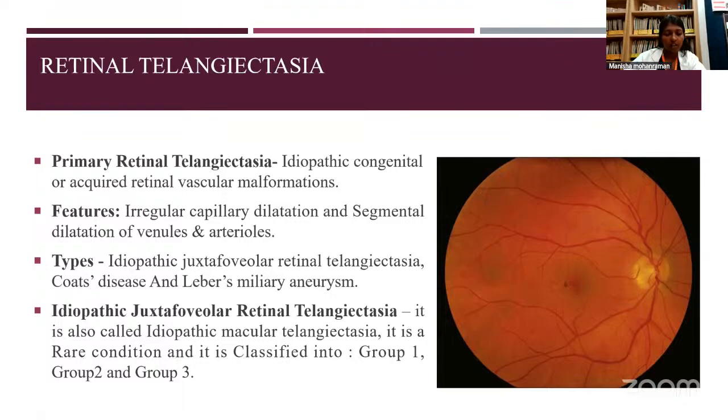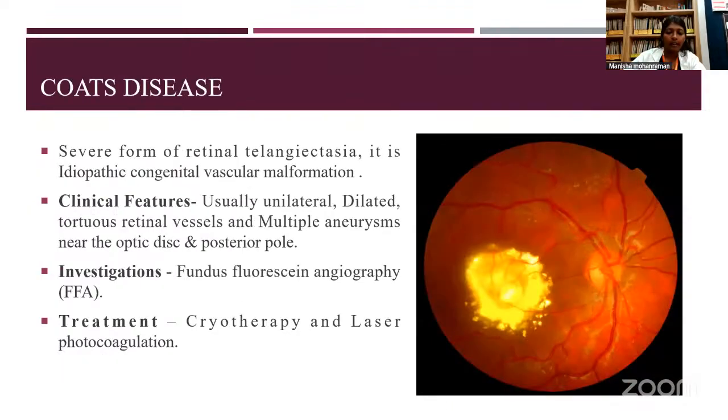It is a rare condition and it is classified into group 1, group 2, group 3. And next is Coats disease. It is a severe form of retinal telangiectasia and it is an idiopathic congenital vascular malformation. The clinical features are usually unilateral, dilated, tortuous retinal vessels, and multiple aneurysms near the optic disc and posterior pole are seen. The investigation for Coats disease is fundus fluorescein angiography. The treatment is cryotherapy and laser photocoagulation.